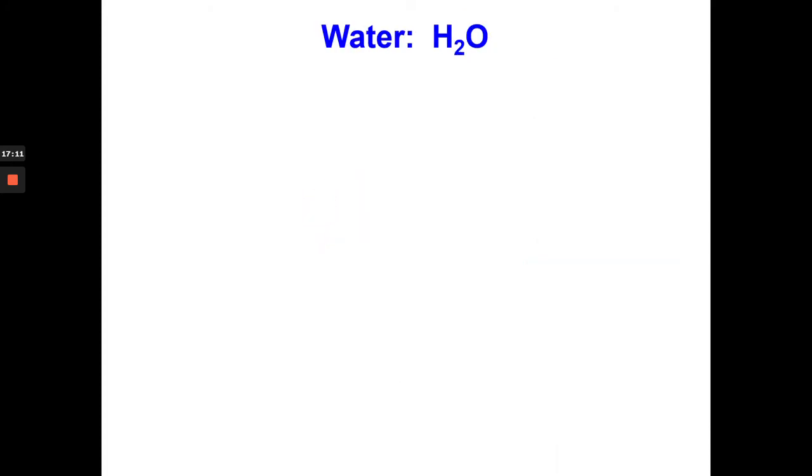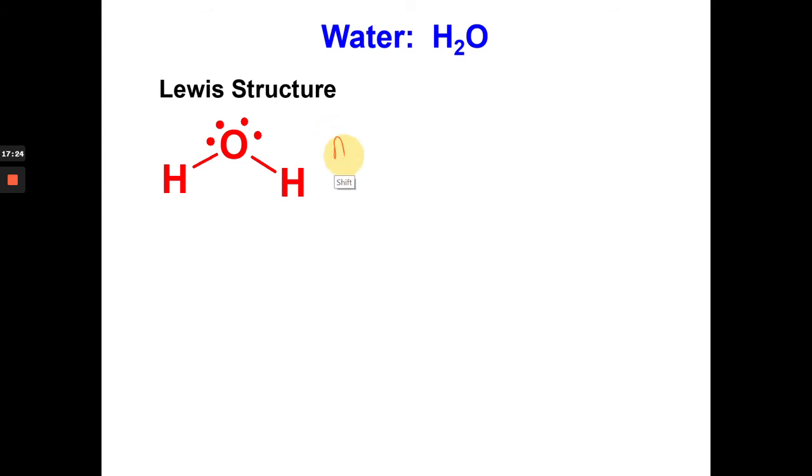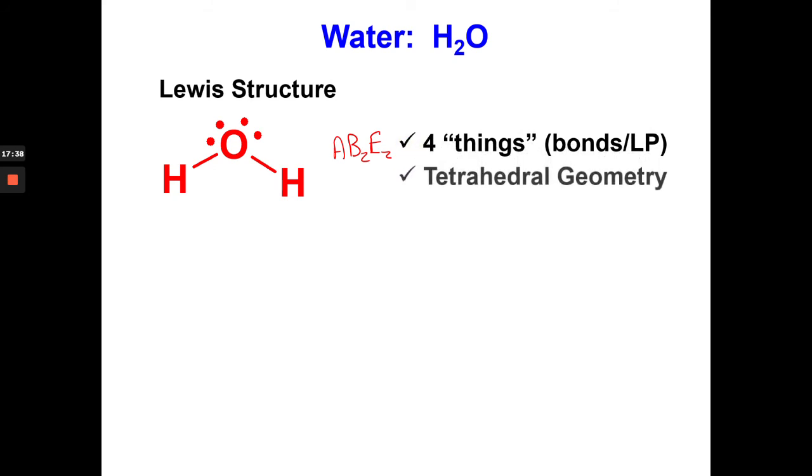All right, water. The Lewis structure looks like this. Again, I think you're starting to see the pattern here. It does indeed have four things attached, two lone pairs and two bonds. So we would call this an AB2E2: a central atom, two things bonded, two electron pairs. That is going to have, because it has four things attached, still a tetrahedral electron domain geometry.